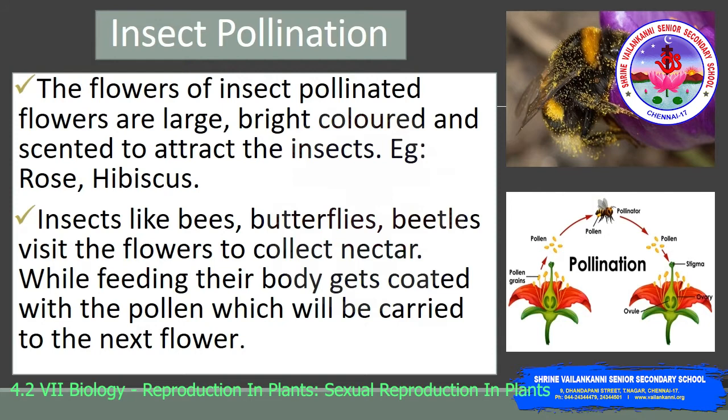Insect pollinated flowers are usually large, brightly colored and scented to attract the insects. Examples of flowers which are pollinated by insects are rose and hibiscus. Insects like bees, butterflies and beetles visit the flowers to collect the nectar. While feeding, their body gets coated with the pollen grains, which will be carried by them to another flower, thus pollinating the flower.